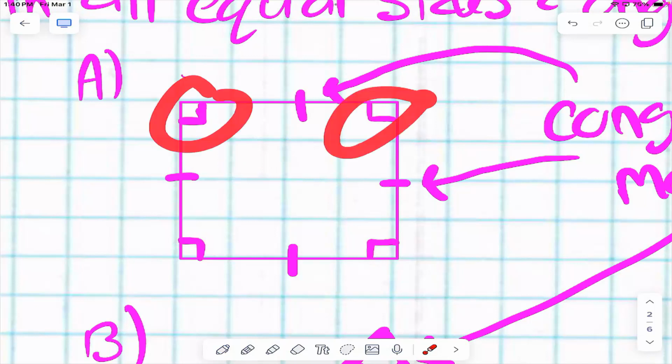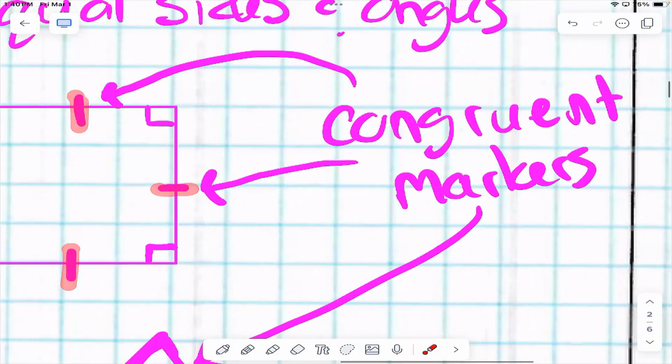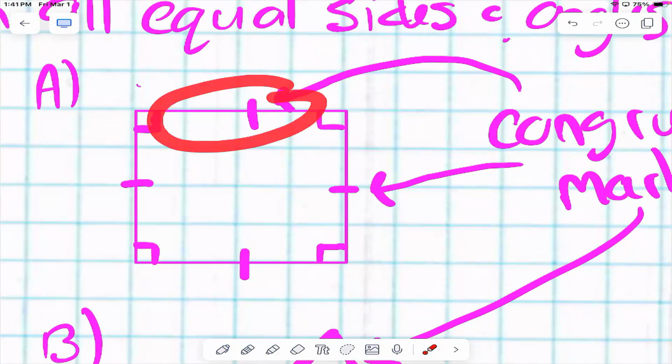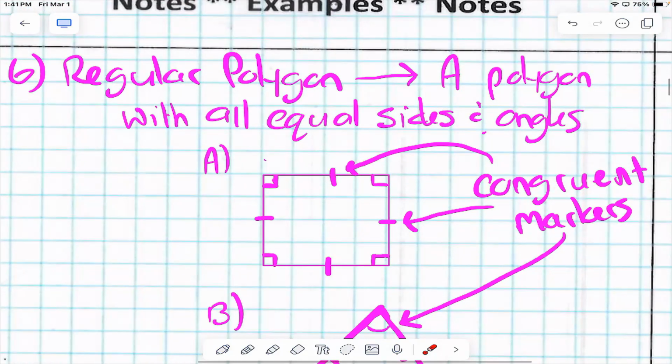All of the angles then are the exact same, yes or no? Yes. These little markers are called what? Congruent markers. The congruent markers tell us since there's one here, one there, one there, they're all the same, aren't they? Yes. So therefore, all 4 of these sides are the exact same. So would this be a regular polygon? Yes, the angles and the sides are all the same.